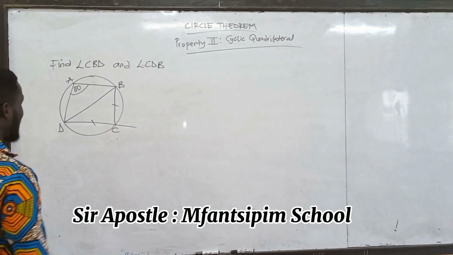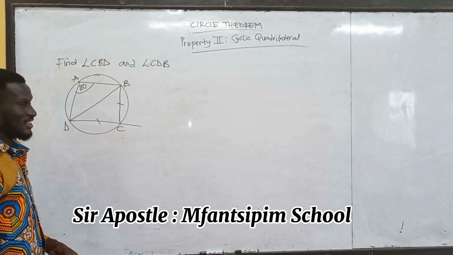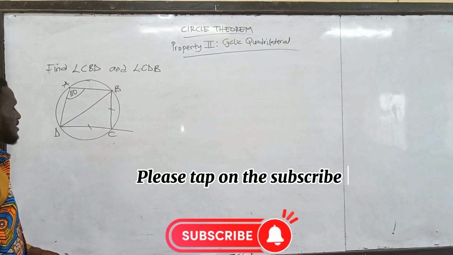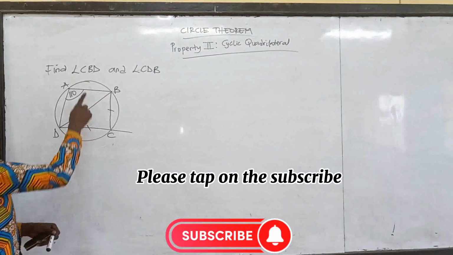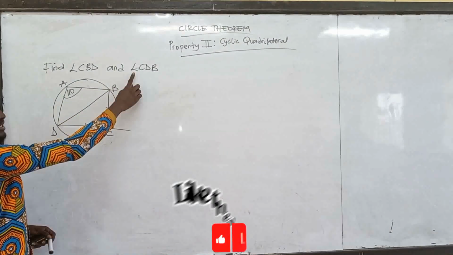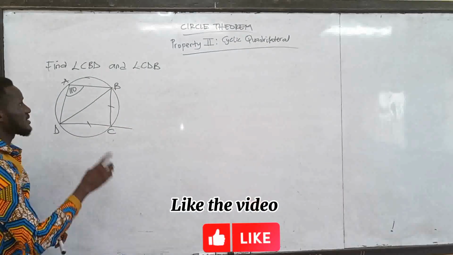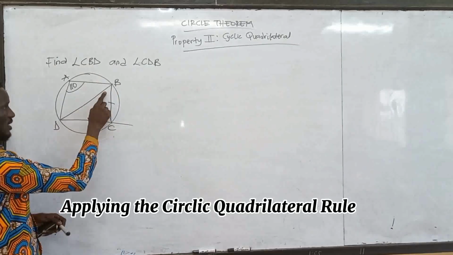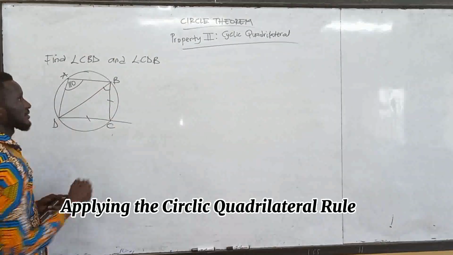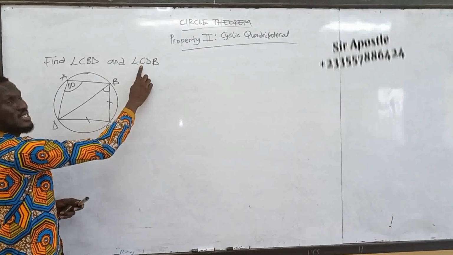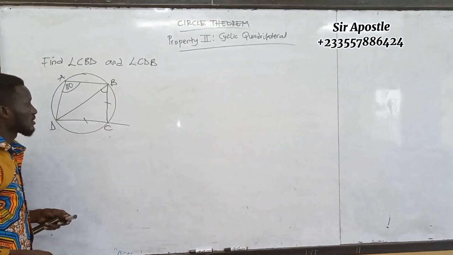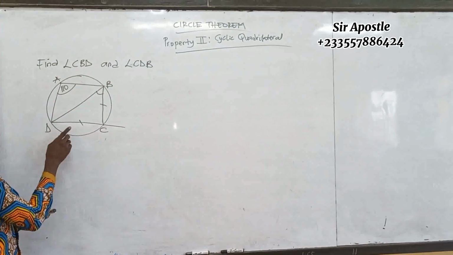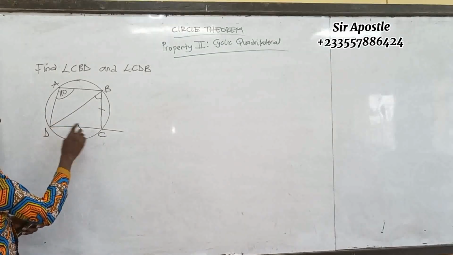Hello. Now we are taking our next question on cyclic quadrilateral. Let's look at this question. We are supposed to find the angle CBD and then angle CDB. Where is CBD? C, B, and D. So we are looking for this angle. Now we are looking for another one, CDB. Because we are looking for this angle and this angle.